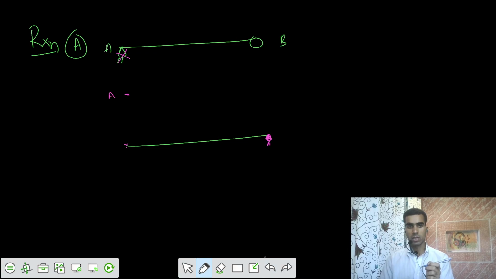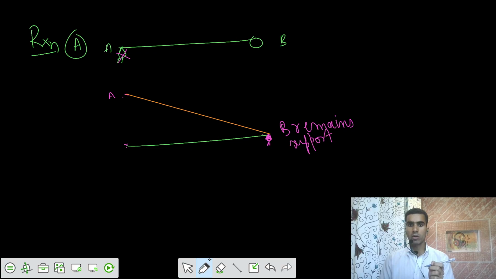You have to make sure that the B support remains intact. You don't have to remove the other supports. You only remove the support where you are calculating the reaction. So this is your unit displacement of 1, and this is your ILD for reaction at A, positive.